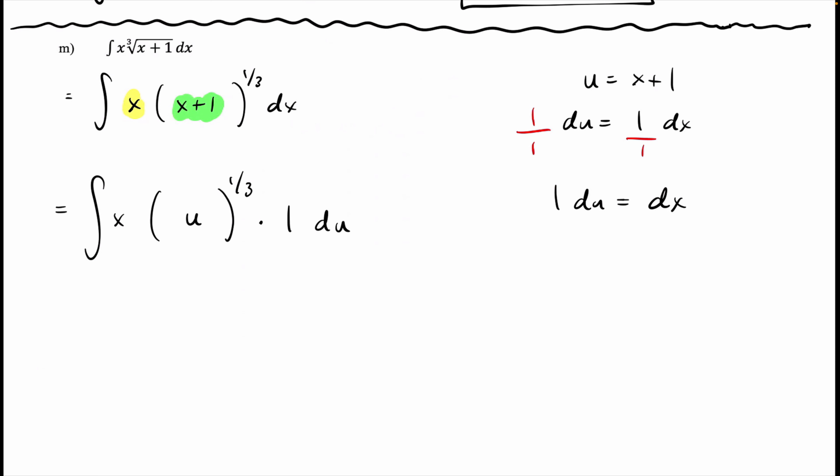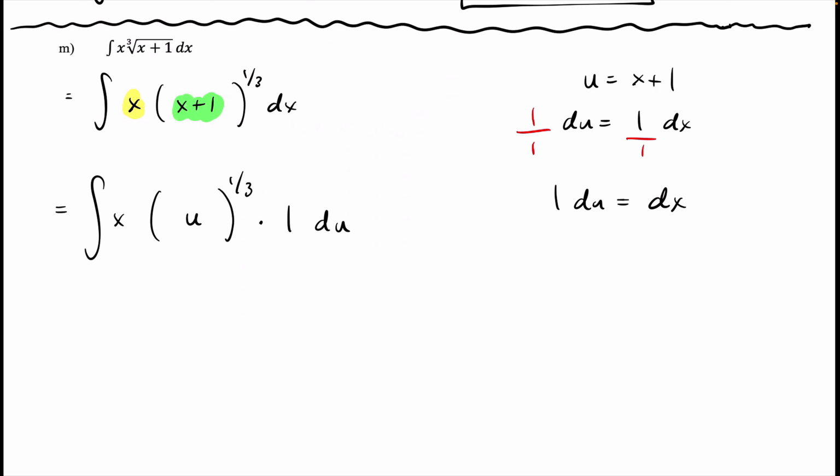I know that u is x plus 1, right? What I'm going to do over here is I see there's an x here. I'm going to solve this guy for x. I'm going to solve u for x. Because the problem is, if I had all u's left here, it'd be okay. The problem is I have an x. So I'm going to change that x to a, with respect to u.